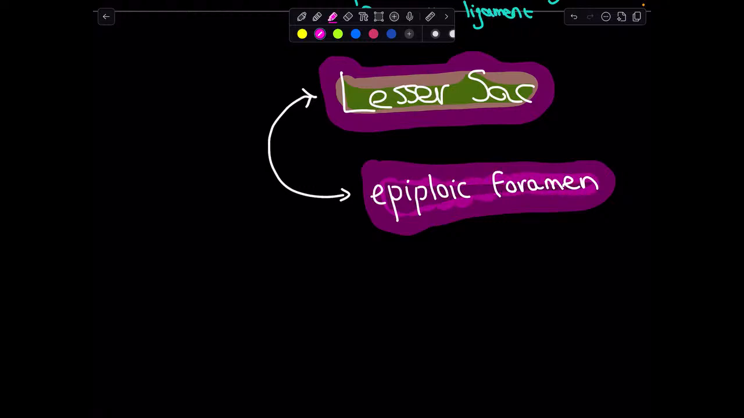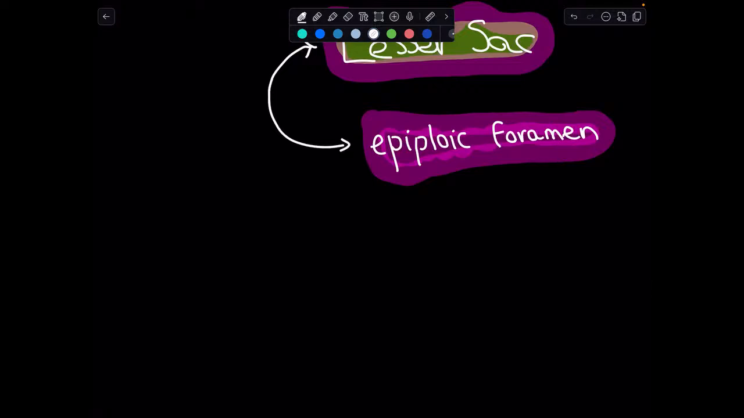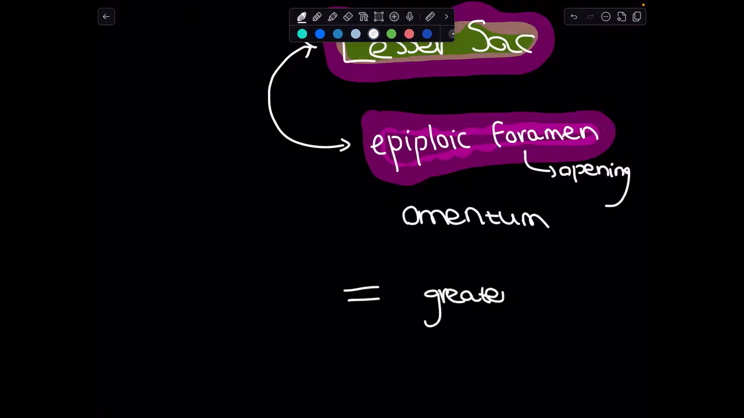Sure. The term epiploic comes from epiplone, which is an old term for the omentum, a fatty layer that drapes over the intestines. Foramen means an opening. So the epiploic foramen is named for its location near the omentum and its function as an opening between the greater and lesser sacs in the abdomen. Okay, so it's an opening between the greater and the lesser sac. Interesting. Glad you found it interesting. The body's full of these little hidden details.